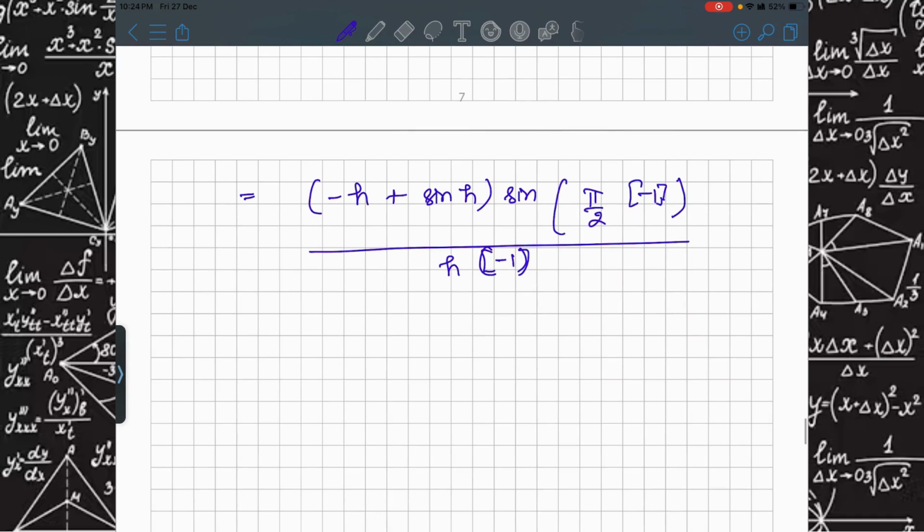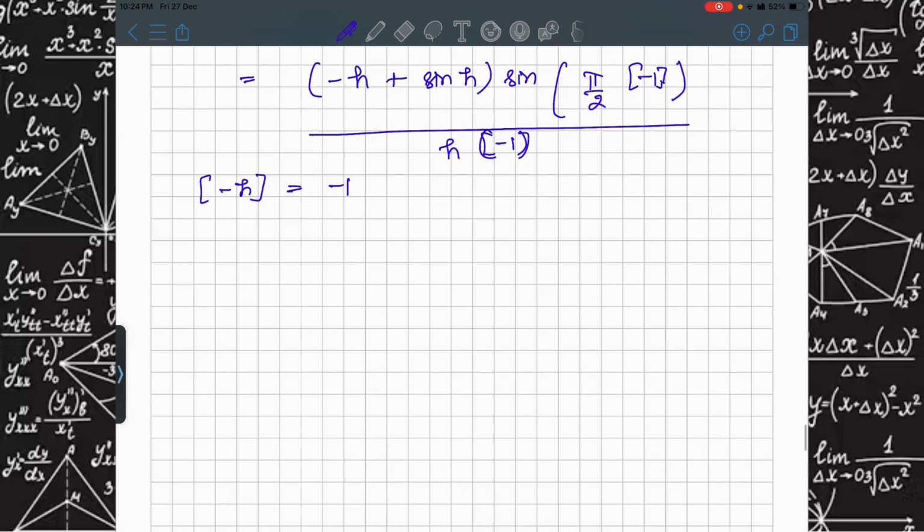Okay, now you may be wondering how this greatest integer of minus h became minus 1, right? Now I'll explain how. First, for the people who know the concept behind the greatest integer function, you may skip this part. But for the people who don't know, I will explain. Greatest integer of 2.3 is what? It is nothing but 2, right? Because the greatest integer less than or equal to 2.3 is nothing but 2.